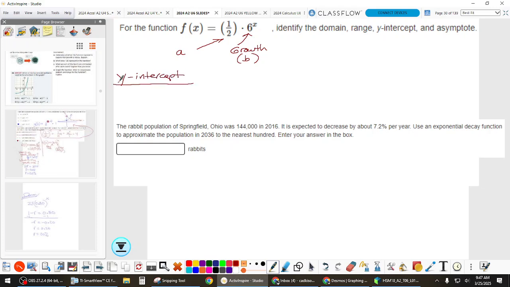The reason why is because if we stick 0 here for x, what is 6 to the 0? 1, and then it's just 1 times a half. So A tells us that. Also remember it tells us if it reflects. So in this case it doesn't.